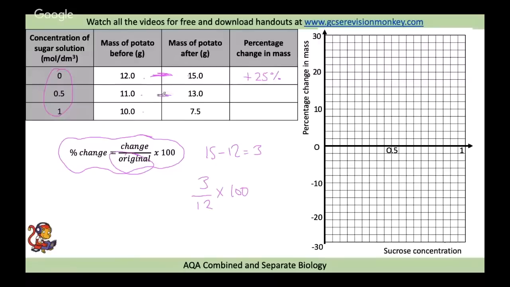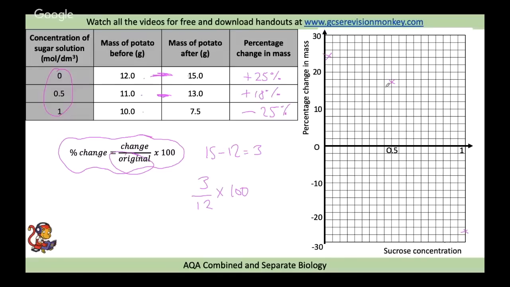If you do the same for the next one, change divided by original times 100, you get plus 18%. And then the final one, you will get a minus 25%, because this one has actually decreased in mass. You might then need to plot these on a graph. So if you're looking at the sugar concentration against percentage change in mass, when it was 0, that was plus 25. When it was 0.5, that was 18. And when it was 1, that was minus 25, somewhere down here.